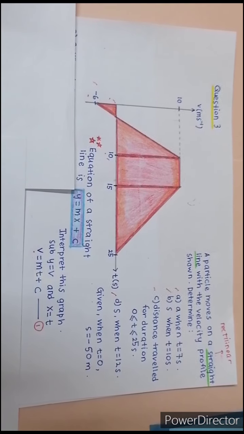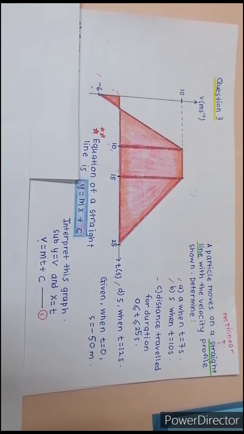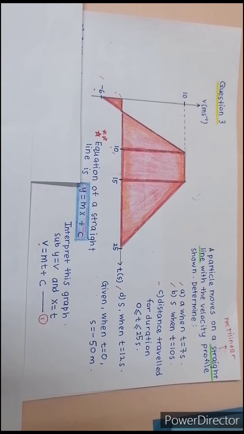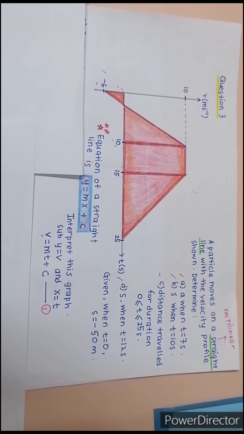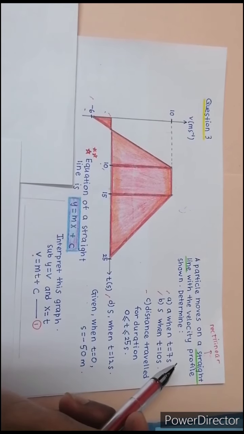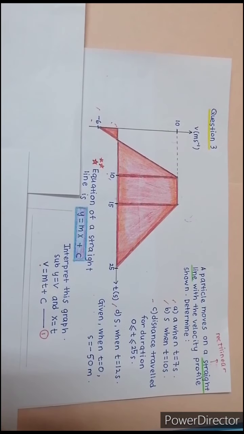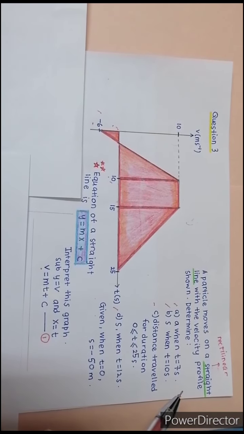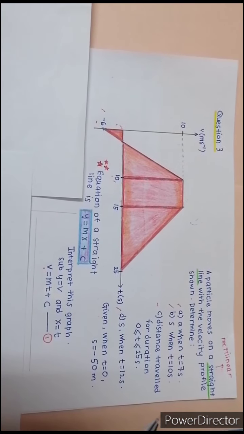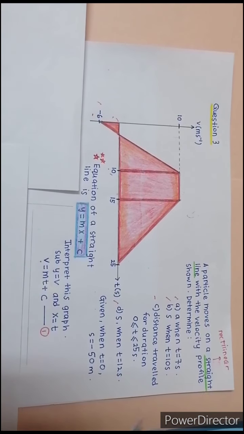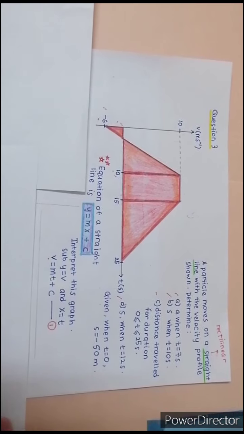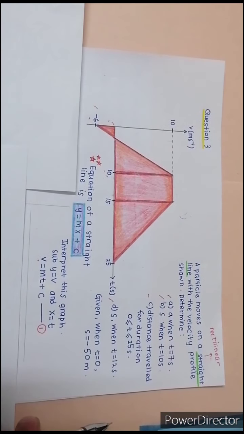So question 3 states that a particle moves on a straight line with the velocity against time graph shown. I'll be explaining A, B and D while Thurkesan will be explaining C. So it is given that when t equals 0 seconds, the displacement is negative 50 meters.